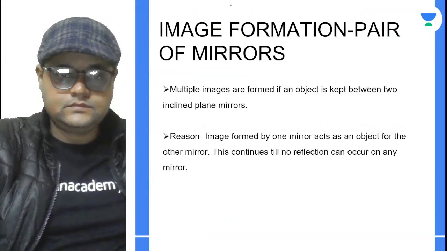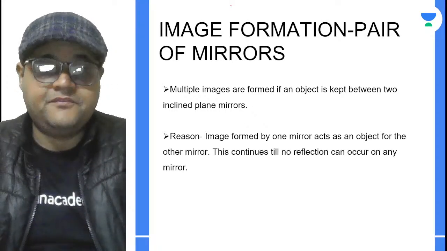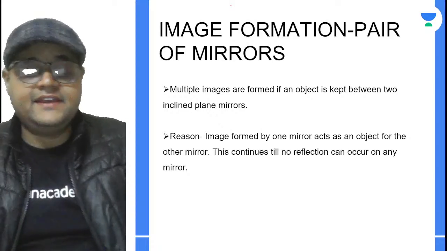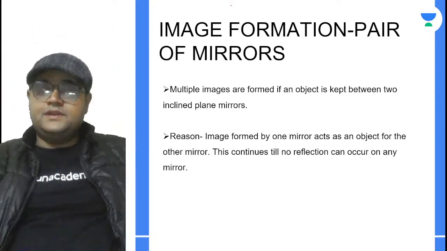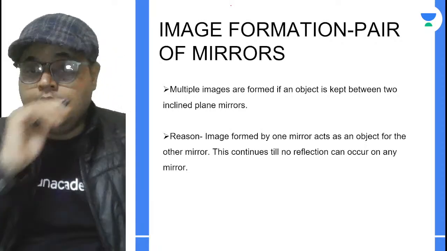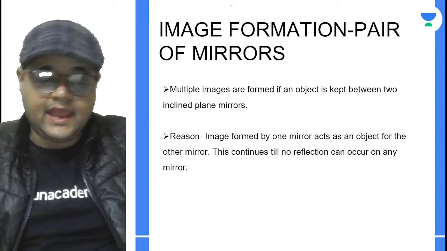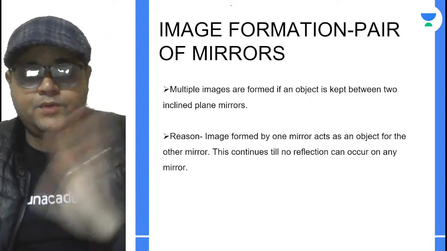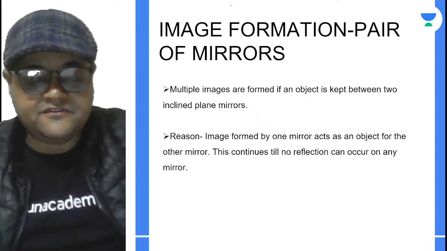Now let me tell you about the formation of the image by a pair of mirrors. It's not always necessary that you have a single mirror. You might have a number of mirrors, a pair of mirrors. So what happens when you have a pair of mirrors? The image that is formed by a single mirror starts acting as an object for the second mirror and an image of the same is formed. So this way, a number of images are formed. Technically speaking, 2 parallel mirrors will give you infinite images.